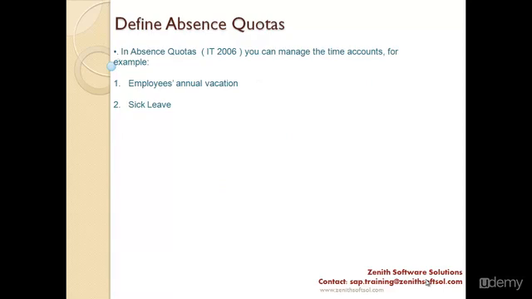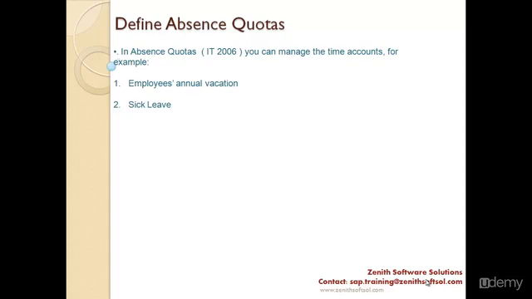In absence quotas, which is infotype 2006, you can manage time accounts, for example, employees' annual vacation or sick leave. So if you are an employee of a company, you will be entitled to a vacation for 1 year, like 20 days or 80 hours. That is nothing but your quota. When you apply for vacation for 1 hour or 1 day, that quota will be deducted, and you will be able to see how much balance remains before you apply again for vacation.